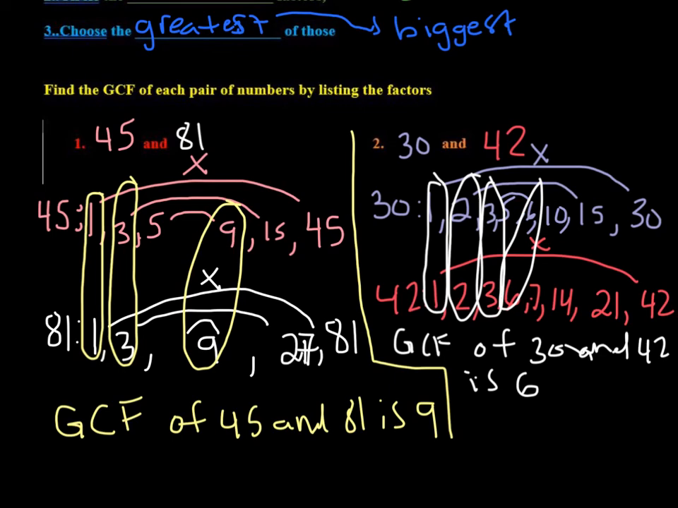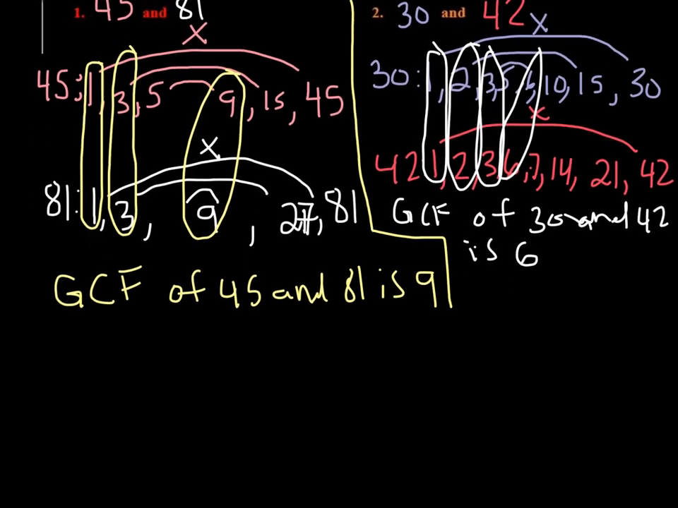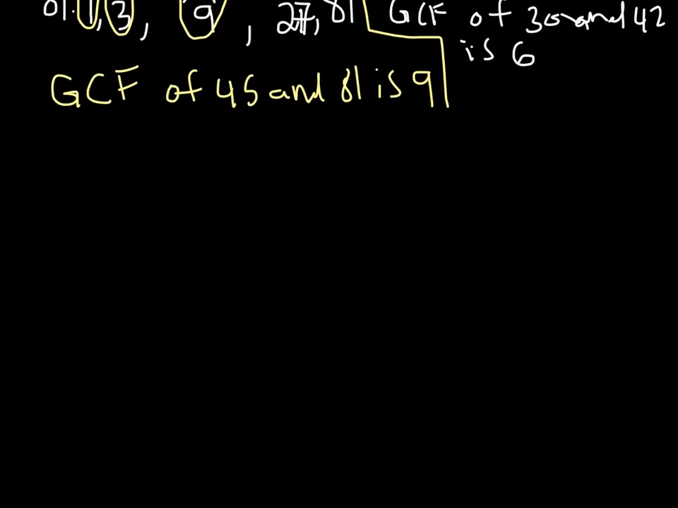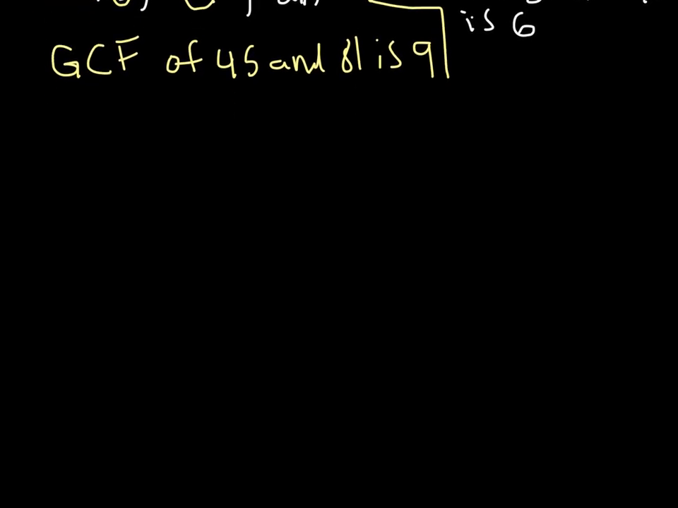Alright, the video is getting kind of long, so I'm going to try one more with you guys. I'll have you try it on your own, and then we can check together, and then you can try the homework. So example 3. Can I have you try to find the greatest common factor of 32 and 48. So pause the video for a minute, try it out, and check your answer with mine.